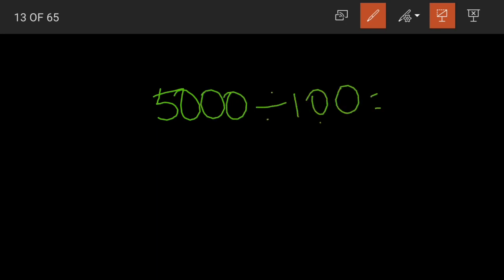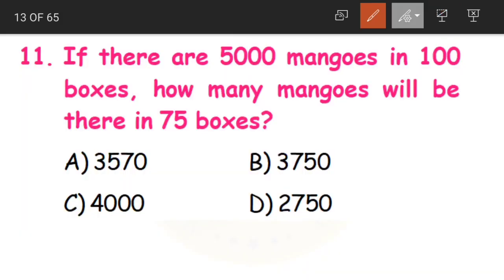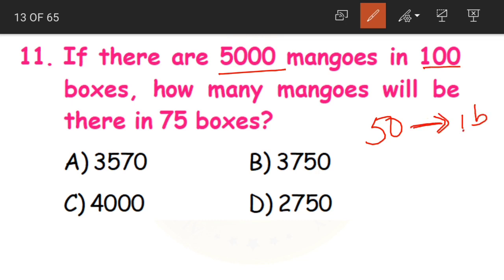the last class of division, children, yes, that is our previous class. Now 100 is having two zeros, so the last two digits will be the remainder. 0 0 will be our remainder, and what will be the quotient? The remaining two digits, that is 50. Yes or no? This is what we have learned, right? What is our quotient now? Our quotient is 50. So what can we say? There are 50 mangoes in one box. 5,000 mangoes in 100 boxes. That means 50 mangoes in one box.